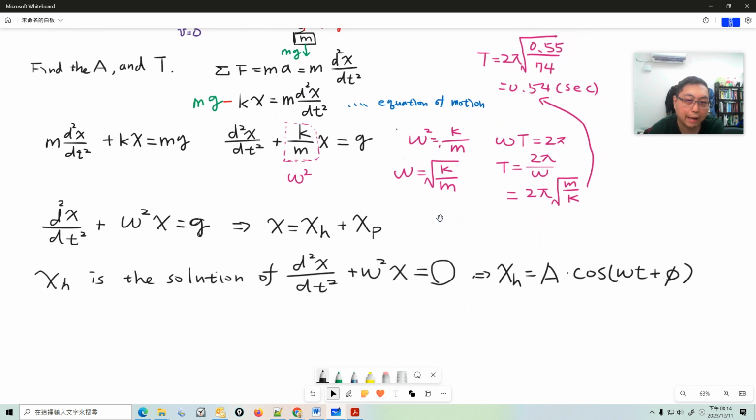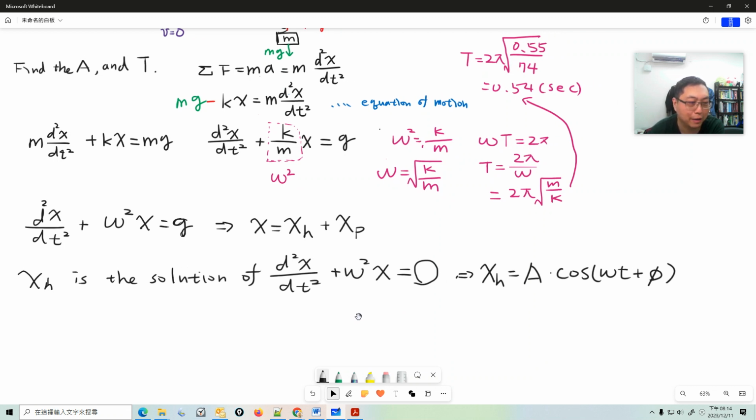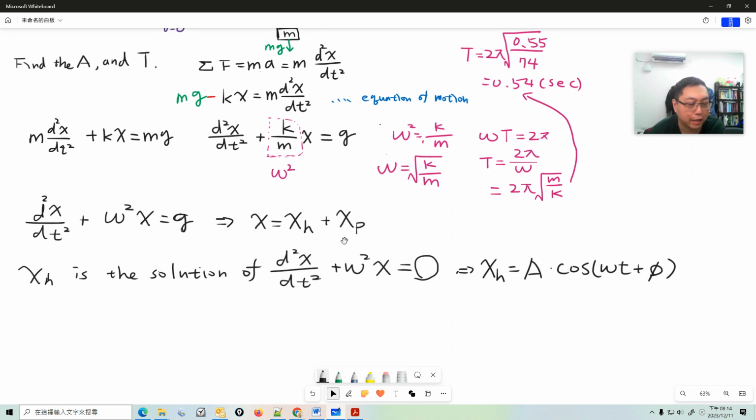I know this is beyond your capability right now, but I still have to solve this equation for you. Maybe after you learn engineering mathematics, you will understand what I'm talking about. Next is solving for the particular solution xp. It depends on the term on the right hand side of the equation. The right hand side is g, a constant.